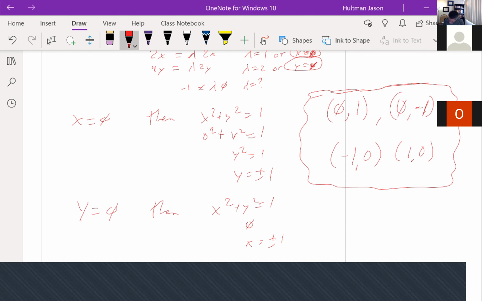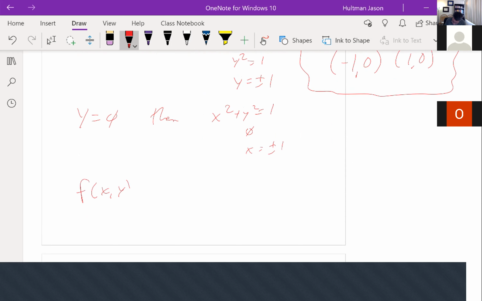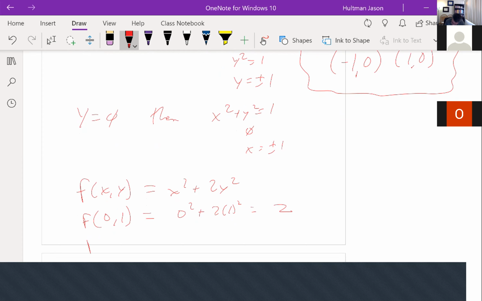So I'm going to test all 4 of these points in my original function. What was my original function? It was f of x, y equals x squared plus 2y squared. Okay. So I'm going to try f of 0, 1. That's going to be 0 squared plus 2 times 1 squared. That's 2. Let's try f of 0, negative 1. That equals 2 as well.